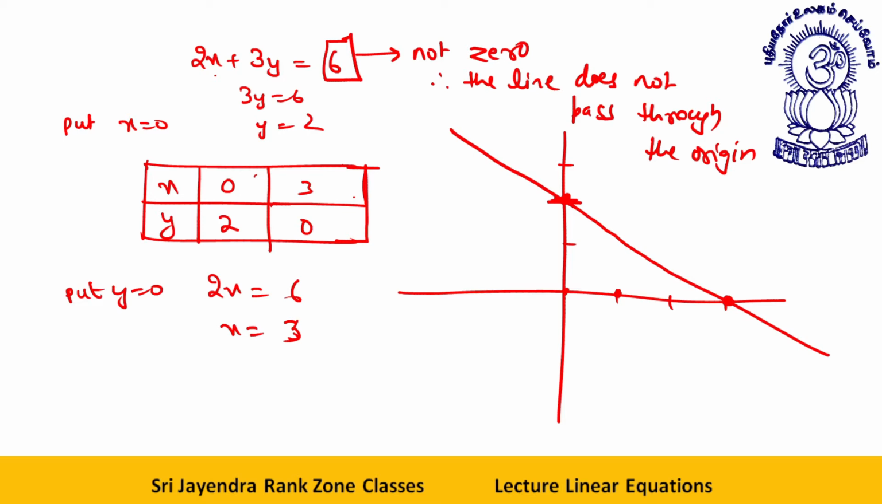Now what I intend to teach you is, if this constant is 0, if there is a line like 2x plus 7y is equal to 0, this line will definitely pass through the origin. This is one thing. I have plotted a line in front of you. Now comes the main thing.